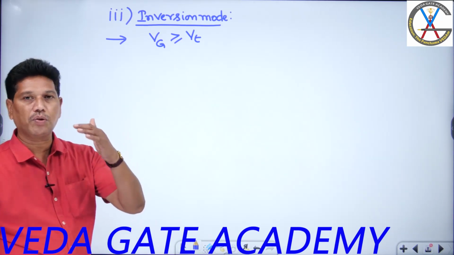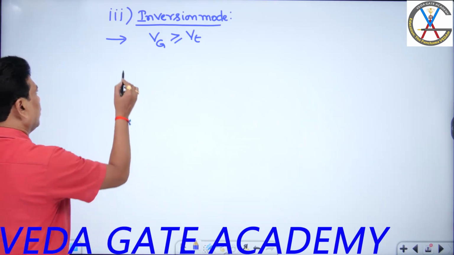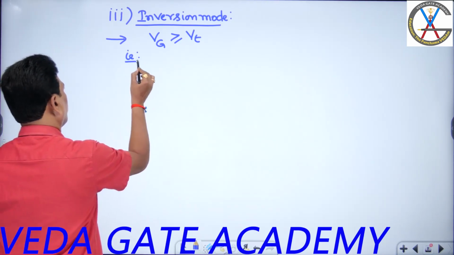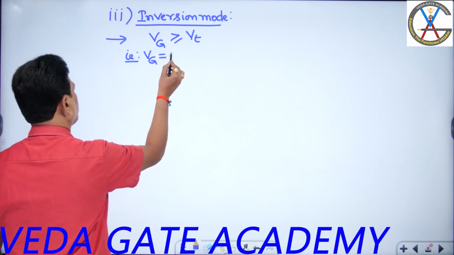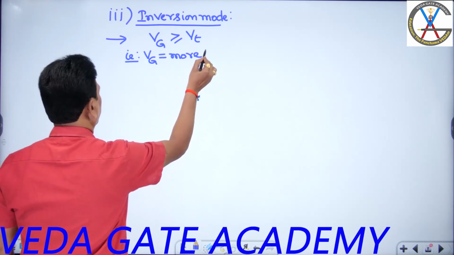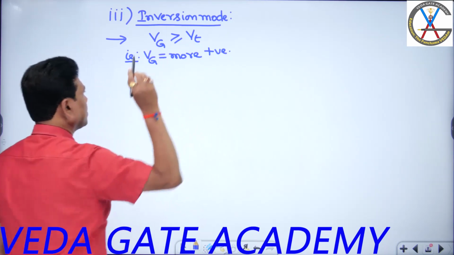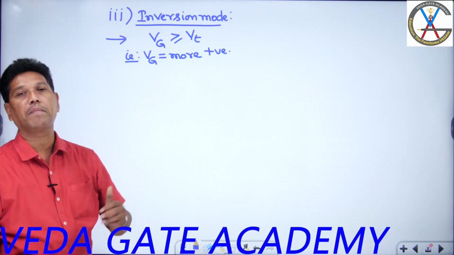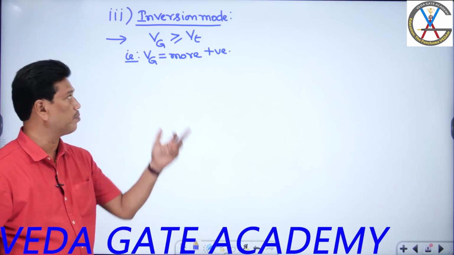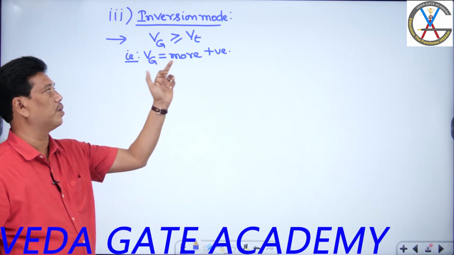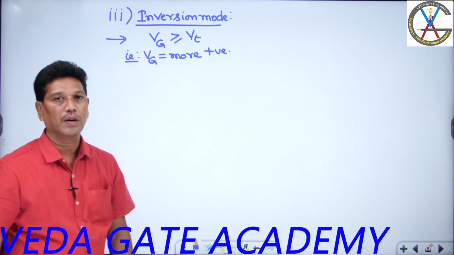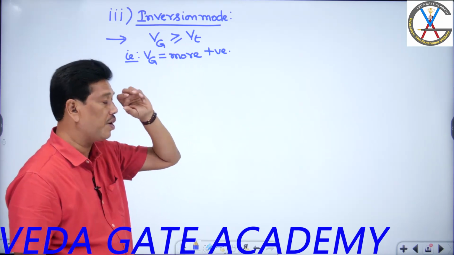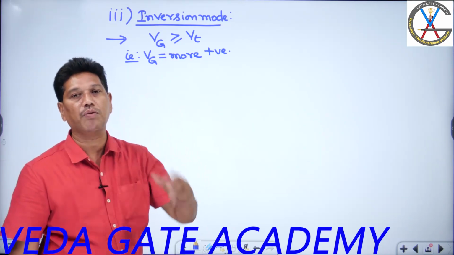So the applied gate voltage is more positive, that is, VG is more positive, and that voltage is enough to break the covalent bonds on the substrate of the corresponding p-type material. That's my option, students. Here the applied gate voltage is enough to break the covalent bonds, because the applied gate voltage should be greater than VT, and it has a chance to create the inversion layer.